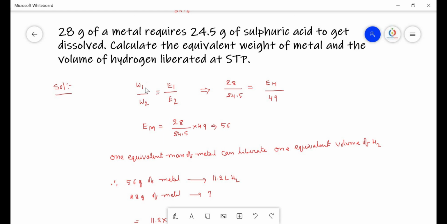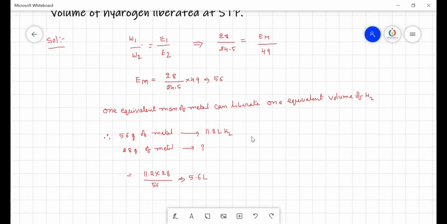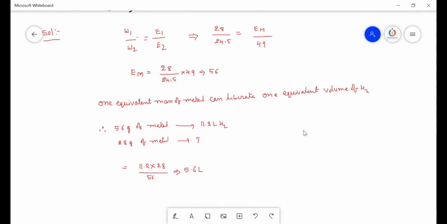Weight of the metal by weight of the sulfuric acid equals equivalent mass of the metal by equivalent mass of the sulfuric acid. Here the mass of the metal is 28 grams and the mass of the sulfuric acid is 24.5 grams. The equivalent mass of the metal needs to be calculated, and the equivalent mass of the sulfuric acid is 49. So from this we can calculate the equivalent mass of the metal as 56. Then we know that one equivalent of one substance equals one equivalent of the other. Similarly here the equivalent mass of the metal is 56 grams.